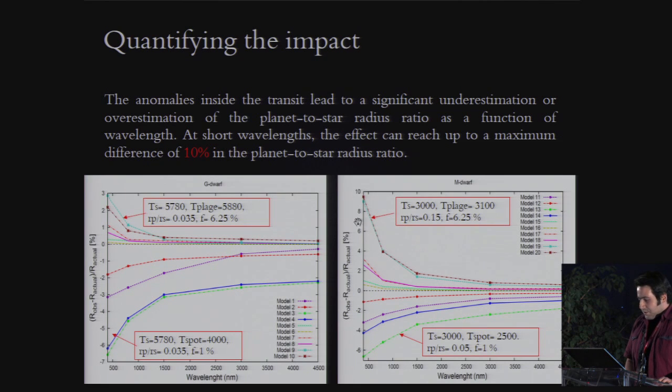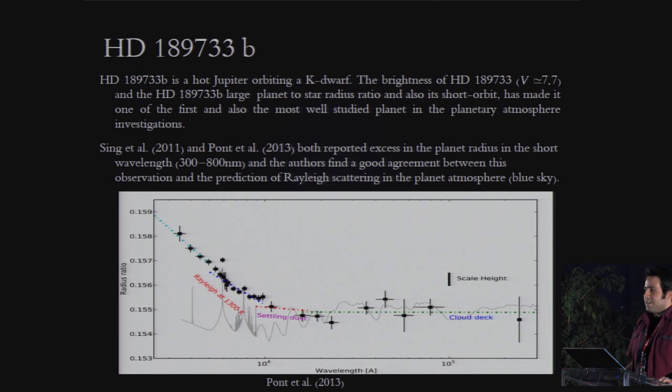For example, for a plage with 100 Kelvin difference from the surface of its star, and for a Jupiter-sized planet, with the maximum filling factor of the plage, it can cause a 10% overestimation of the planet radius. Then we went to study two famous cases that had transmission spectroscopy.